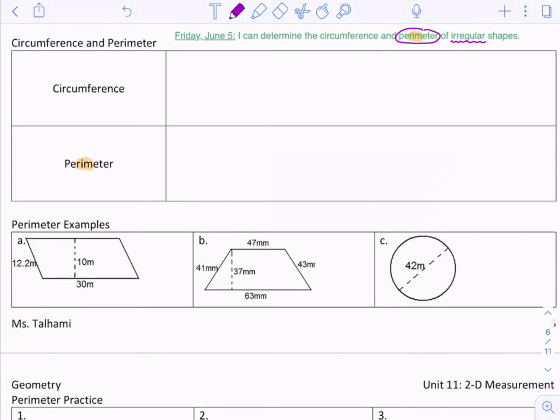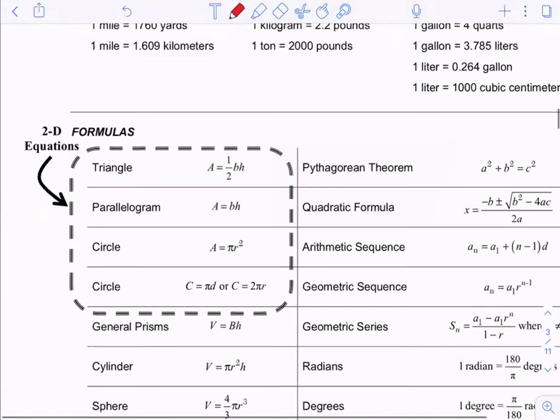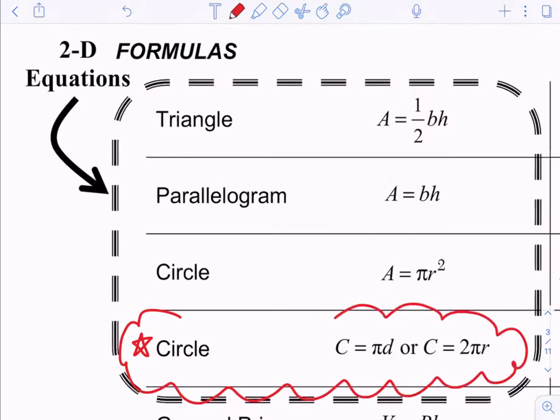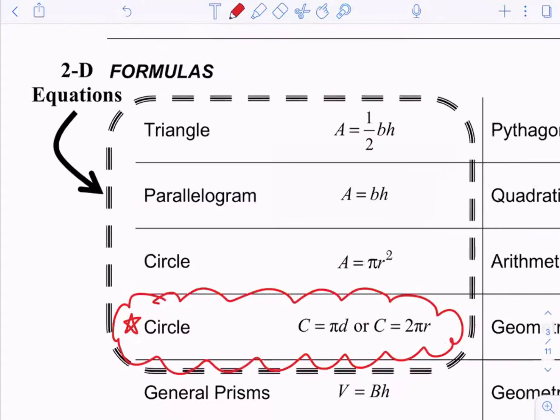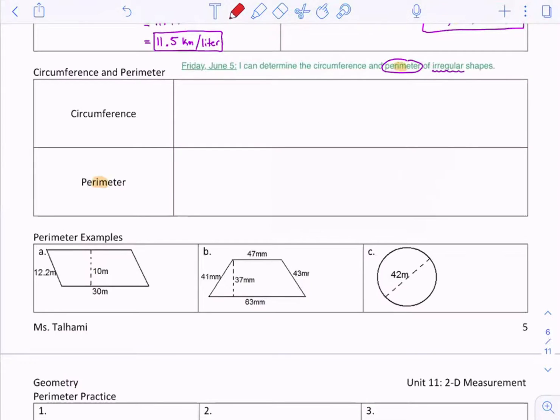Okay, so when we look at that first word, circumference, I'm just going to scroll up real quick to the reference table. This is the two-dimensional formulas they give us. We're not doing area right now, that'll be next time, but they actually give us the circumference of a circle. They give us two different formulas that we could use. So I'm going to write them down here. Circumference is equal to pi times diameter, or circumference is equal to 2 pi r.